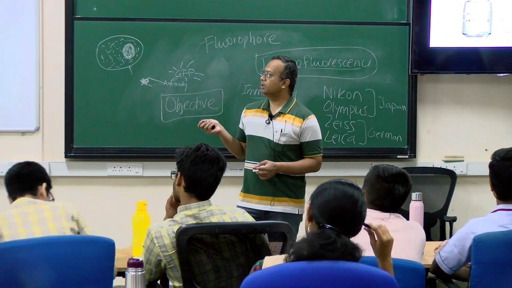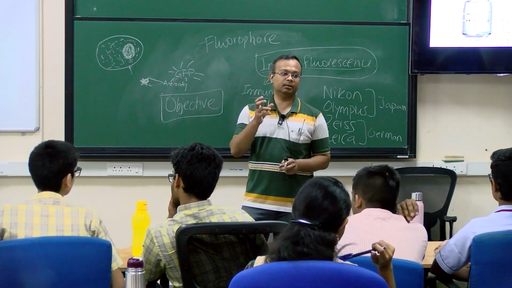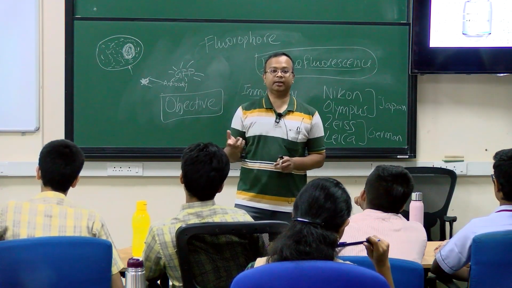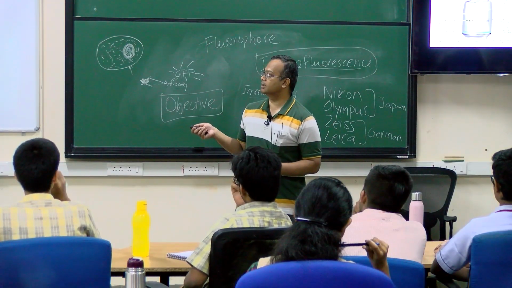This Plan Apo is a label that tells you what kind of corrections are there in the objective, whether there is spherical correction or chromatic correction. That is the designation for that.